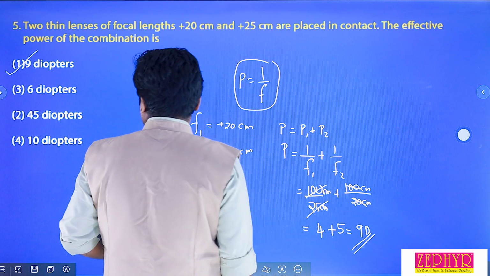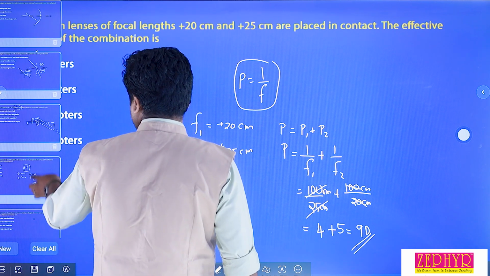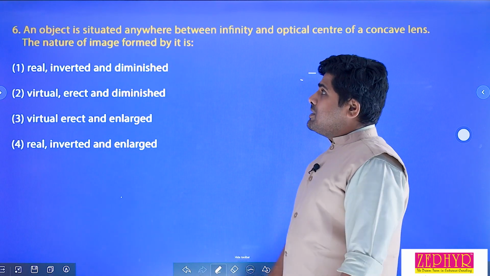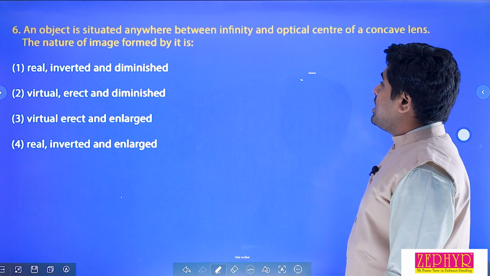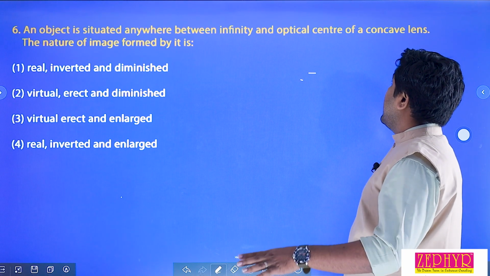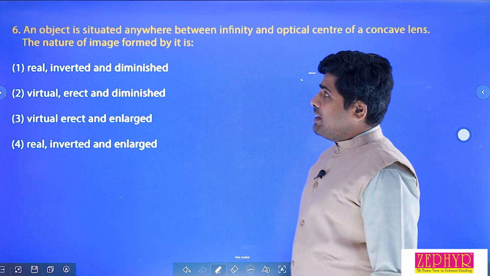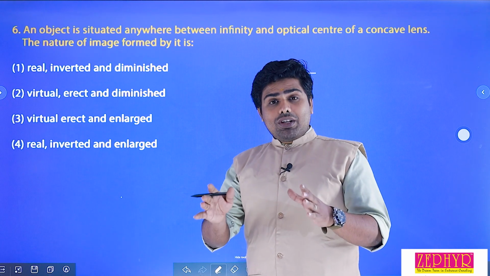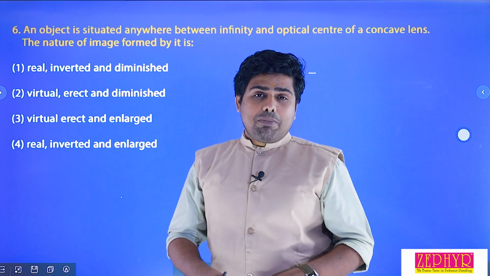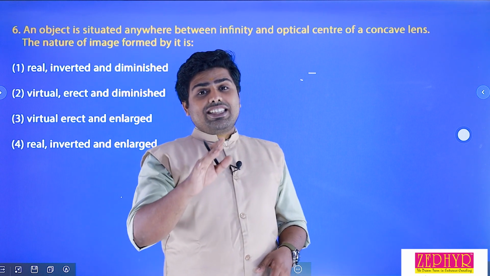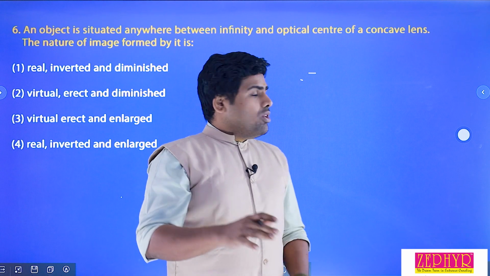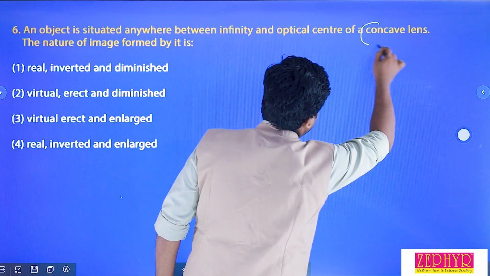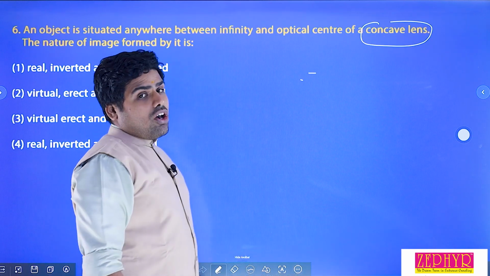Then I am moving to the next question, question number 6. What is question number 6? An object is situated anywhere between infinity and optical center of a concave lens. The nature of image formed by it is? See, that means it is very important. The image formation by convex and concave lenses is very important. So here the question is related to the image formation by a concave lens.